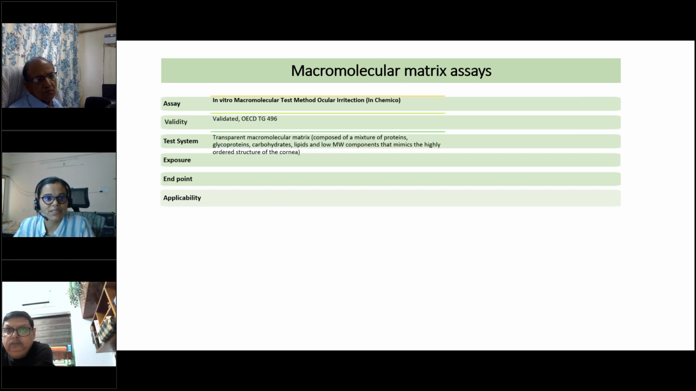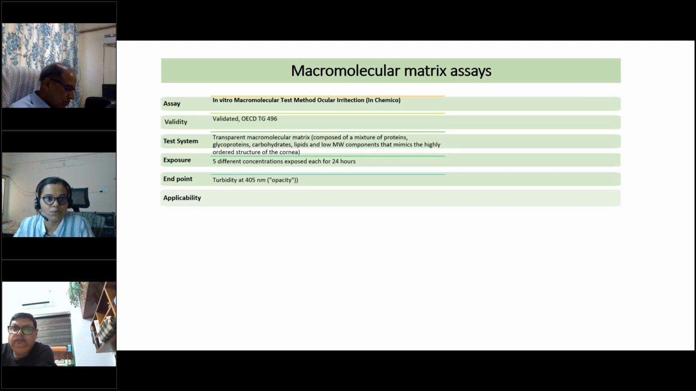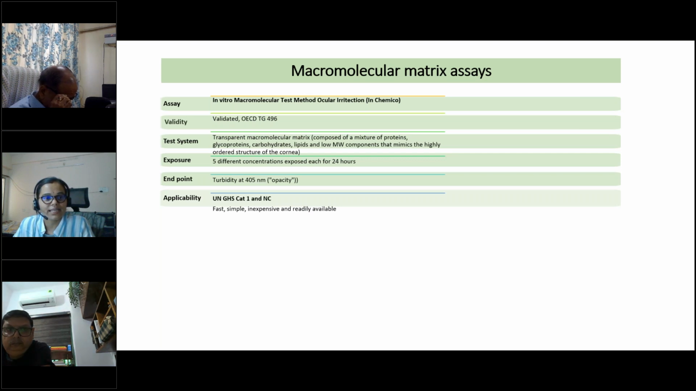Test system is the transparent macromolecular matrix, a compound mixture of proteins, glycoproteins, carbohydrates, lipids, and low molecular weight components that mimics the highly ordered structure of the cornea in chemical. And exposure would be made with 5 different concentrations of the test chemical for 24 hours. And the endpoint would be turbidity measurement at 405 nanometers, referred to as opacity. Application is it can categorize the chemicals to category 1 and no category. This is a fast, simple, inexpensive and readily available assay.